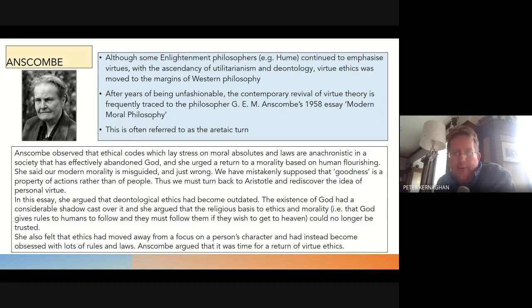And while virtue was rumbling in the background, and we've mentioned Hume, the Scottish Enlightenment thinkers, the American Constitution writers, Aquinas and so on, the prominence in at least intellectual circles of utilitarianism and Kantian ethics, so deontology, meant that virtue ethics, the emphasis on the development of a person, was moved to the margins of Western society, at least in terms of philosophy. In practice, a lot of this was still happening in Catholic churches and so on. But it just was intellectually unfashionable to be interested in virtue ethics.